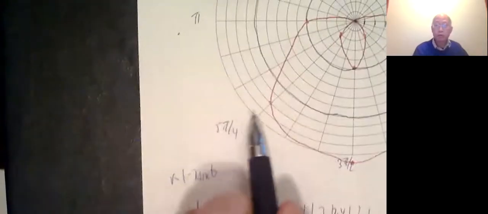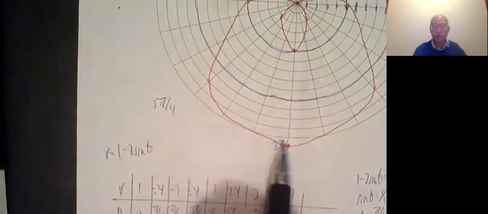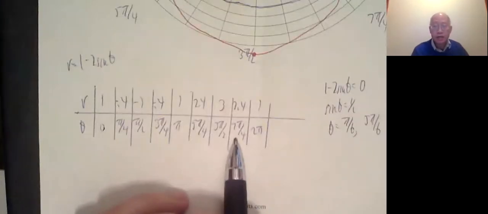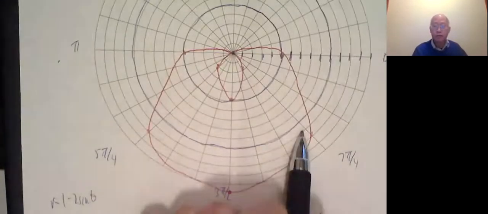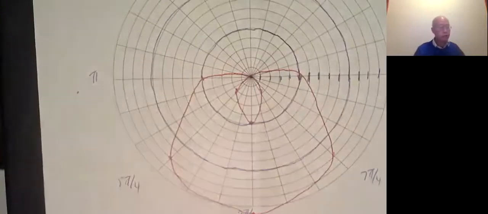5 pi over 4, 2.4, so 5.4, 2.4. 3 pi over 2, you're out at 3. That's the 15th circle. So you can see I didn't bother drawing the 15th circle. I only have to come out here once. That's out here. And then 7 pi over 4 back to 2.4. And then back home, 2 pi, you're back at 1. So you're over there. So that's the polar graph.